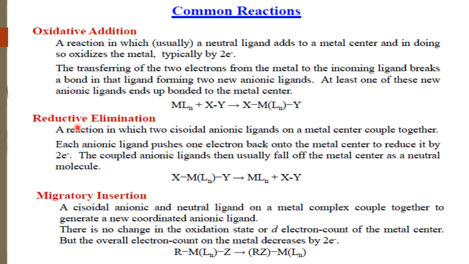And the second is reductive elimination. Again the same terminology implies the same meaning. When we eliminate the ligands, the metal undergoes reduction, meaning gaining of electrons, opposite to oxidation. In oxidative addition the metal atom is giving up two electrons, but here, while the ligand is eliminating, the metal atom gains the electrons. So it is the reverse of that. A reaction in which two cis-oriented anionic ligands on a metal center couple together. Each anionic ligand pushes one electron back onto the metal center to reduce it by two electrons.